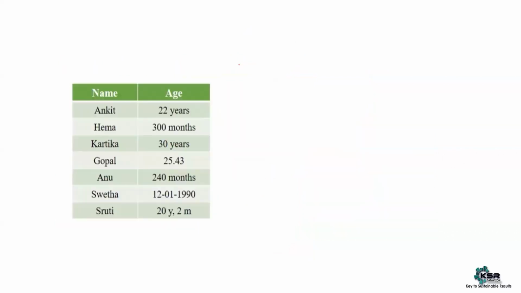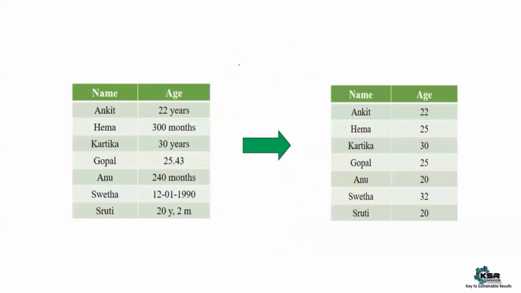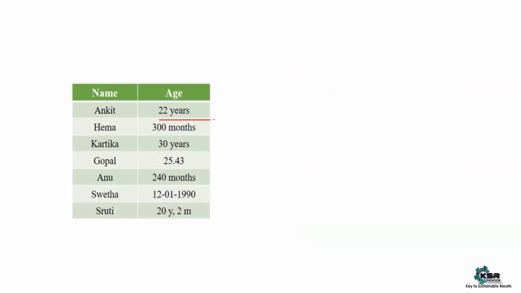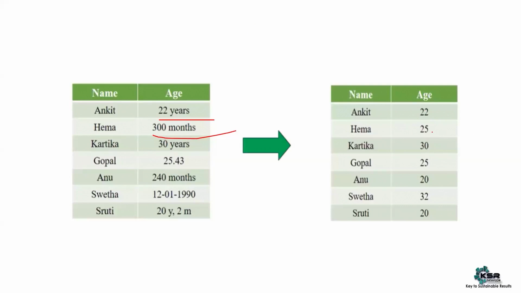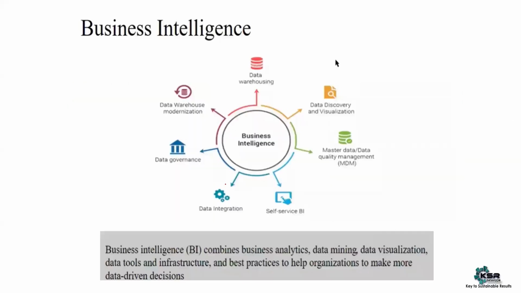Again, if you take a look at the same table, the names are the same. But if you take a look, Ankit's age is 22, accepted. Hema's age is 300 months. What is this? Ideally, it should have been 25. So age should always be in years, not in months, not in years and months, not in decimal. So cleaning of data is also important from a data analyst's point of view. So these are just two examples of cleaning data.